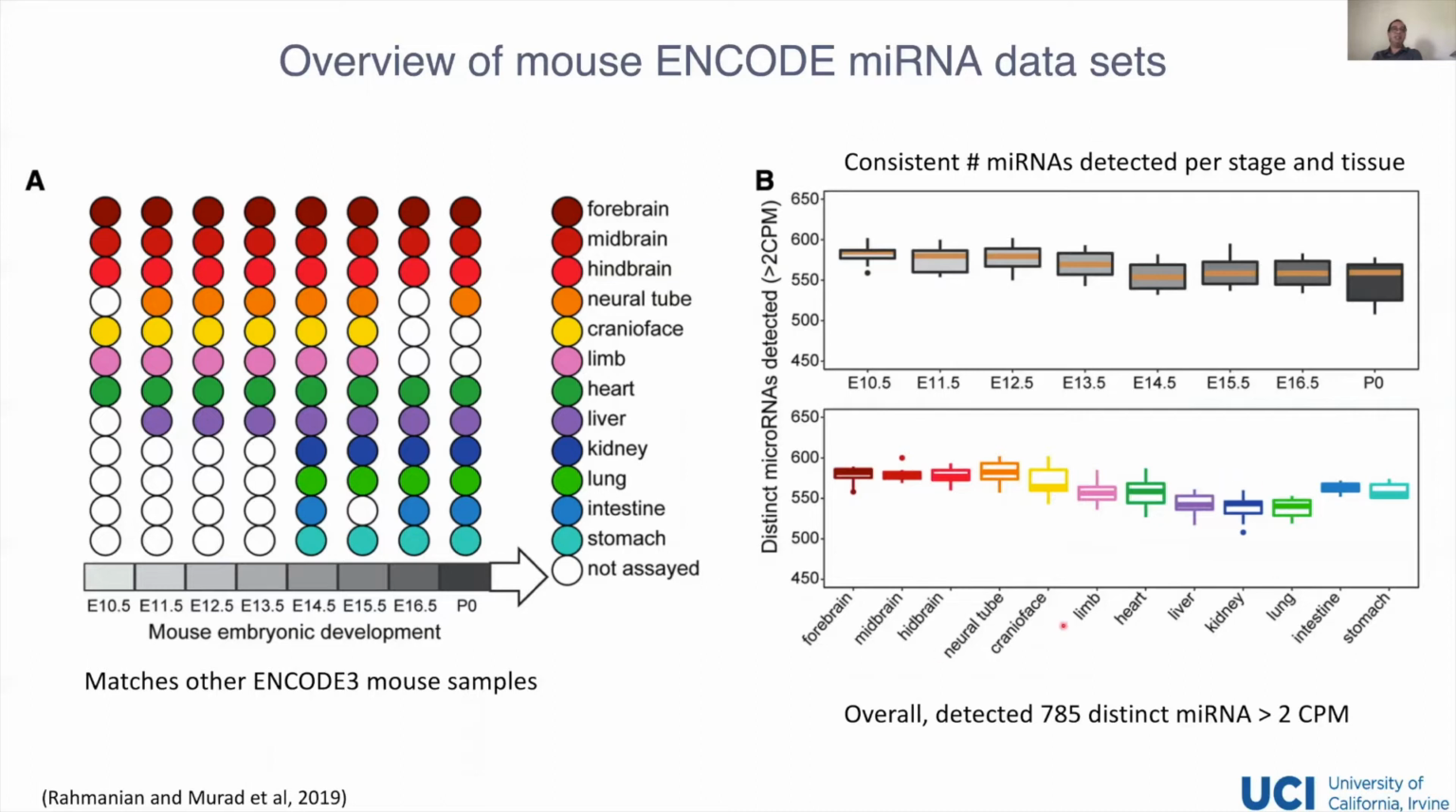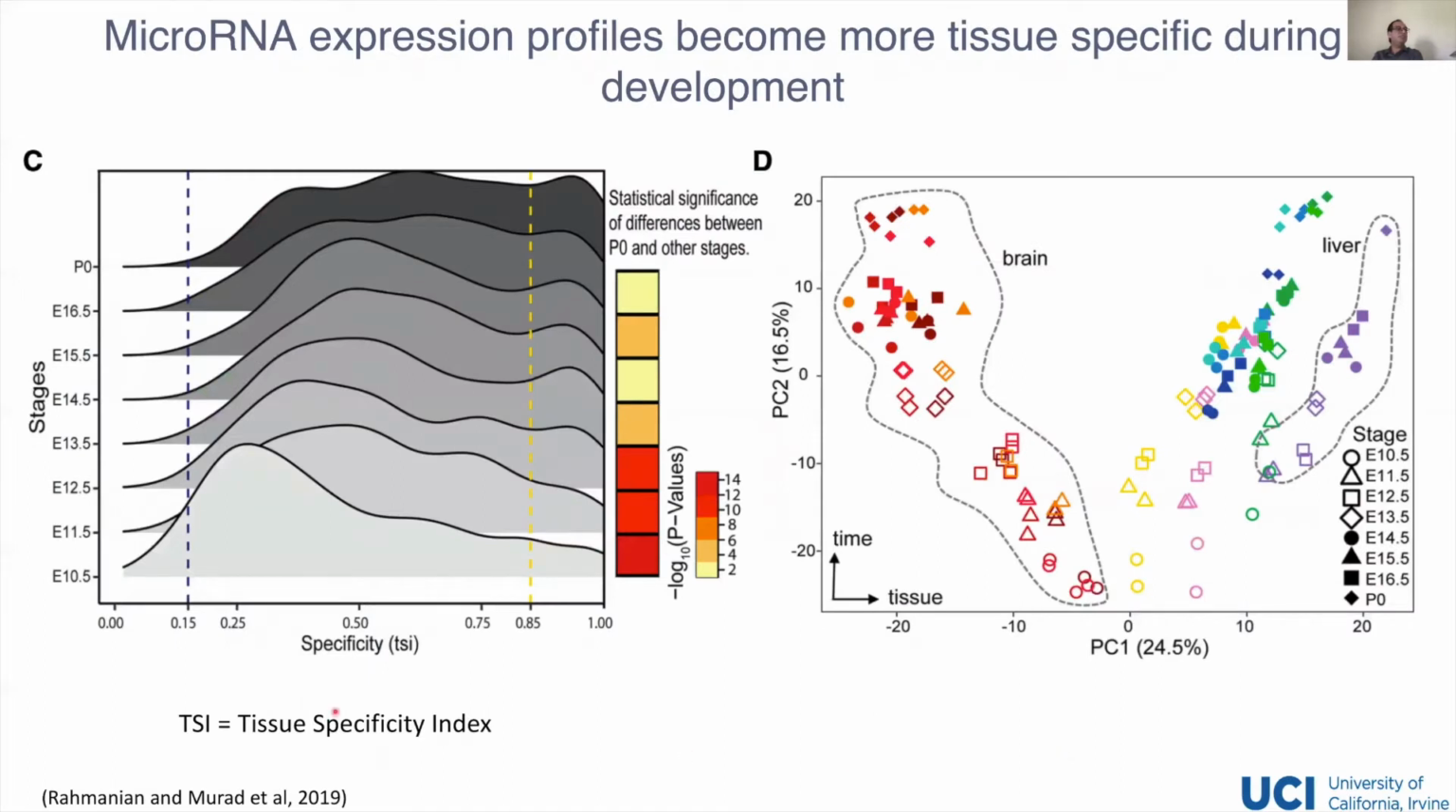But overall, we detected 785 distinct microRNAs with greater than 2 CPM expression, which means that a lot of the microRNAs we detected in a lot of tissues and a lot of time points. So the next question would be, well, how tissue and stage specific are these? Using a tissue specificity index, we can see that a lot of the microRNAs that we detect actually show relatively little tissue specificity at first, but across development, you get a switch in this tissue specificity so that a substantial number of them show, in fact, quite specific tissue-specific expression by the time that you reach birth.